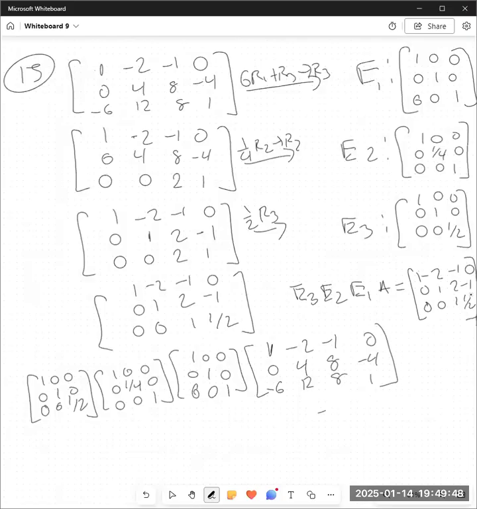And that will produce 1, -2, -1, 0, 0, 1, 2, -1, 0, 0, 1, 1/2. Go ahead and prove that to yourself if you want to, multiplying these out, but that is how that works. Let's go ahead now and look at number 17.